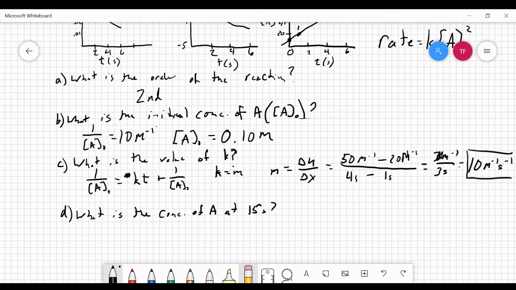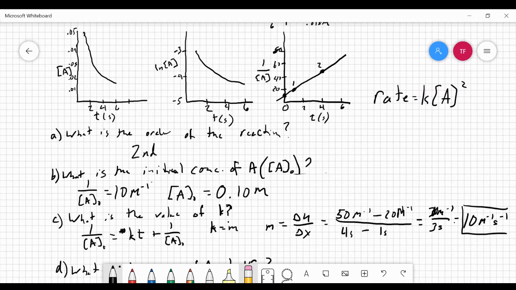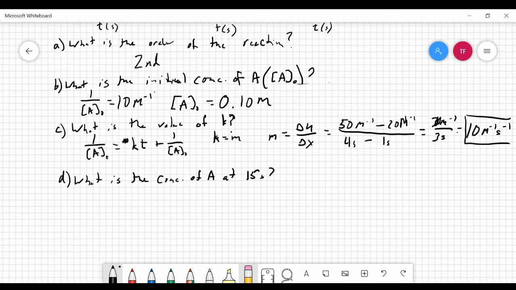Our last problem is asking what's the concentration of A at a specific time, 15 seconds. We can't do this one graphically because our graph does not go far enough. It only goes to 6 seconds. So now we're going to use our integrated rate equation to solve for the concentration of A at time t. So our integrated rate equation is this, and we're simply going to plug in everything we know at this point. We know the value of K. We know the initial concentration of A because we solved for it in part B. We know T because we're solving for 15 seconds. So that will allow us to solve for the concentration of A at time t.